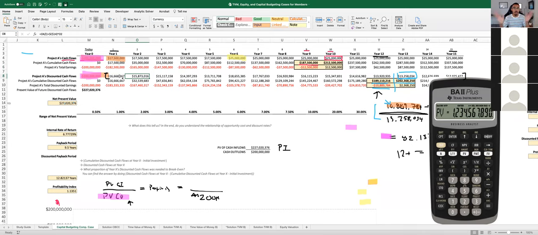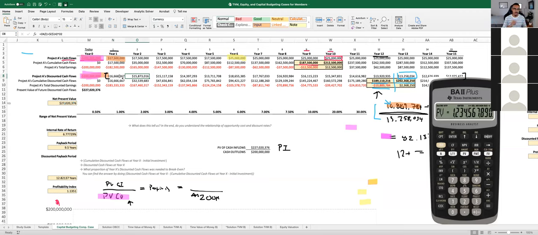Then you need to add them together to find the present value of your future cash flows. In other words, you add all of your present values, all of your discounted cash flows, together, and that's going to be your numerator, okay? That's what it means, your present value of your cash inflows. In other words, the present value of the money you're going to be receiving in the future, all right?